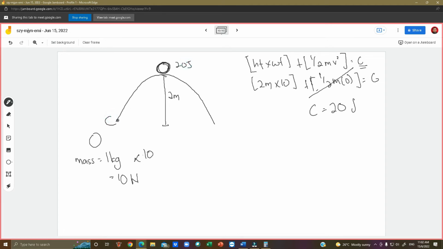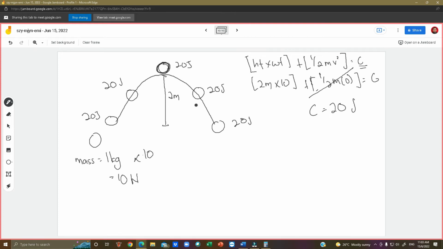If the ball is at the bottom, it also has 20 joules. If the ball is here, it also has 20 joules. If the ball is in the middle of going down, it will have 20 joules. If the ball is in the middle of going up, it will have 20 joules. Regardless. Okay? Regardless. Itu maksud dia. Okay. Jadi, soalan kedua.